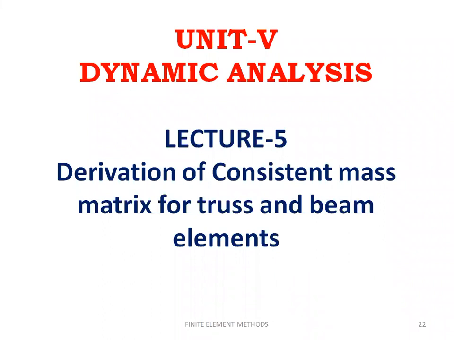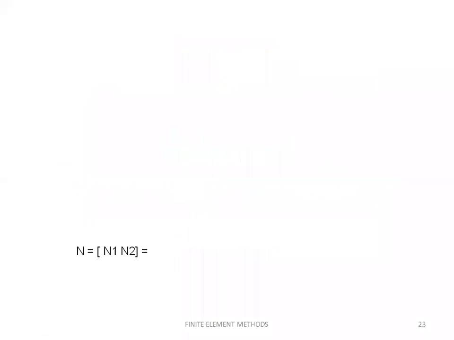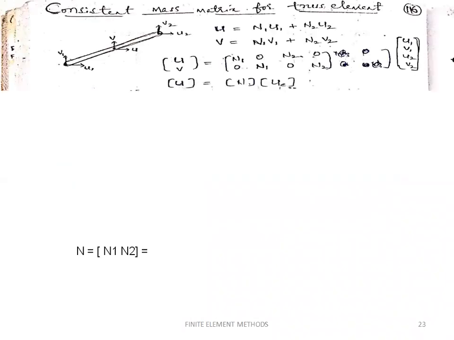So welcome. Today we're going to discuss lecture number 5, derivation of consistent mass matrix for truss and beam elements. So let us consider the simple truss element, and it has two nodal points, nodal point 1 and nodal point 2. At nodal point 1, let us assume that it has an x directional displacement u1 and y directional displacement v1. Similarly, at nodal point 2, in x direction it has a u2 displacement, and in y direction it has a v2 displacement.